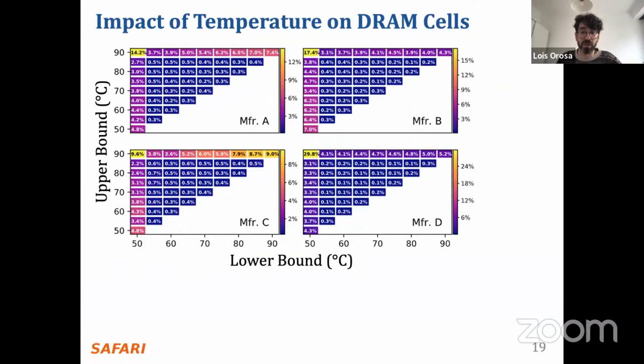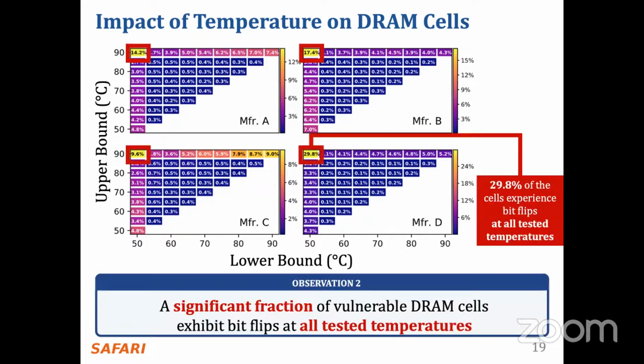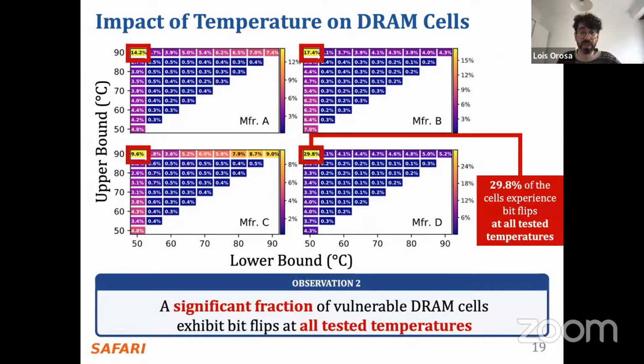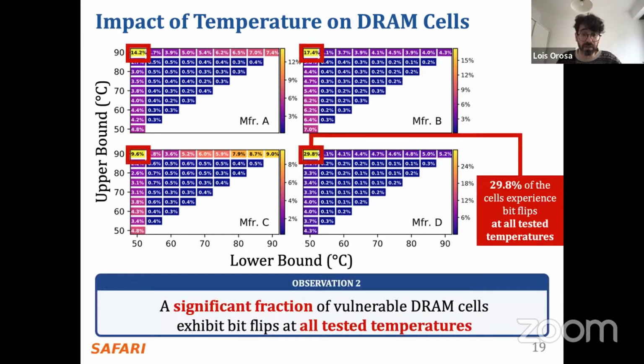Here are the results for all 4 manufacturers. We make 2 observations from this figure. First, we observe that a significant fraction of vulnerable DRAM cells exhibit bit flips at all tested temperatures. In this example, it is from 50 to 90 degrees. For example, almost 30% of the cells from manufacturer D experience bit flips at all temperatures we test.